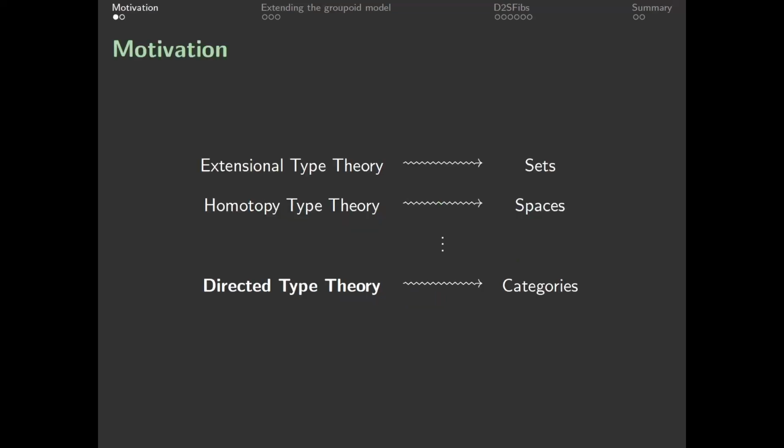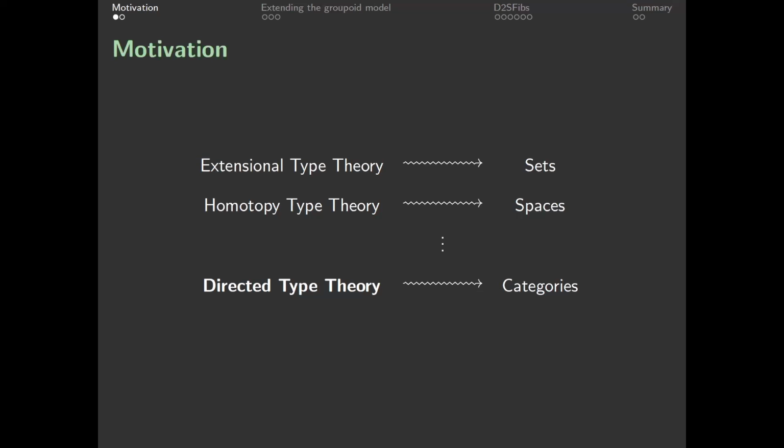A bit of motivation for this. We have a lot of type theories that let us reason nicely about some mathematical structures. For example, extensional type theory lets us reason nicely about sets. Homotopy type theory lets us reason nicely about groupoids. What we would like is some notion of directed type theory that lets us reason nicely about categories.